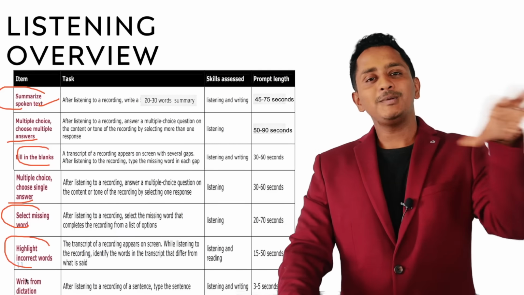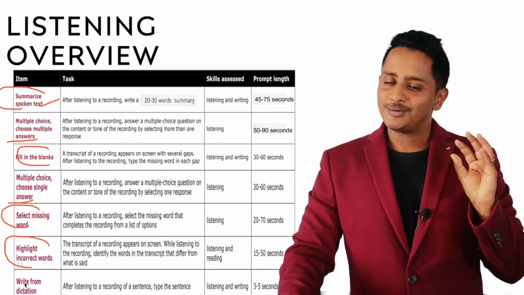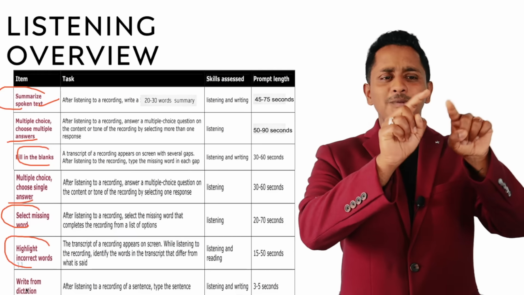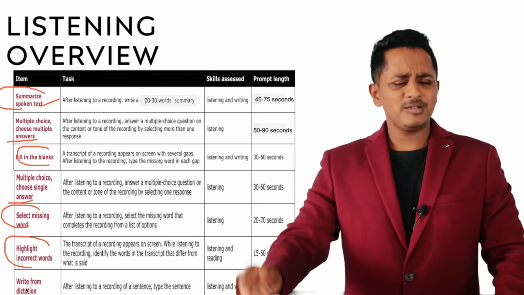Highlight incorrect word: there will be some paragraphs, they play an audio. You listen to the audio but read the text. Whatever you listen, whatever you read, there will be a mismatch. That word you need to select. I'm going to explain it in just a while.